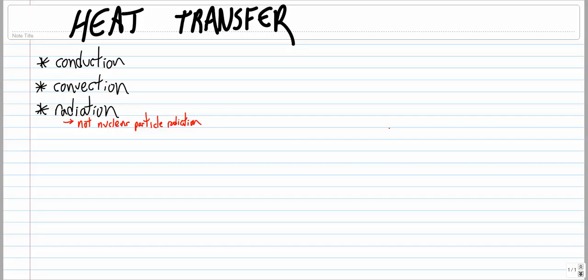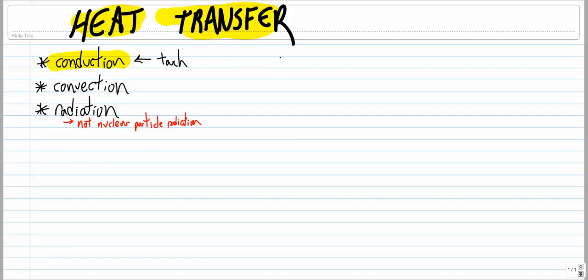Okay, there are three ways that you can move heat from one place to another. So there's three methods of heat transfer. One of them is conduction. And conduction, that is heat transfer by touch.